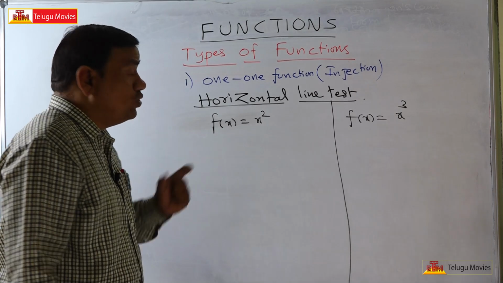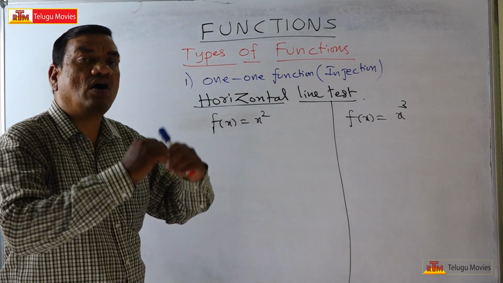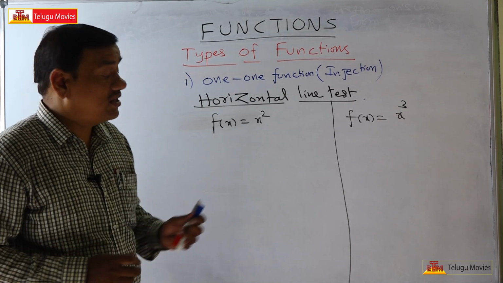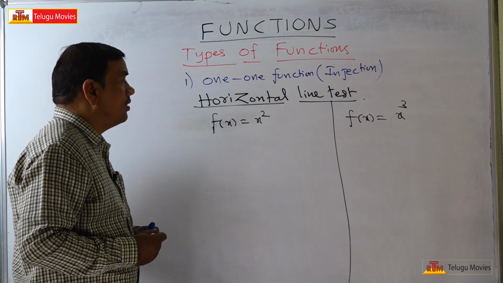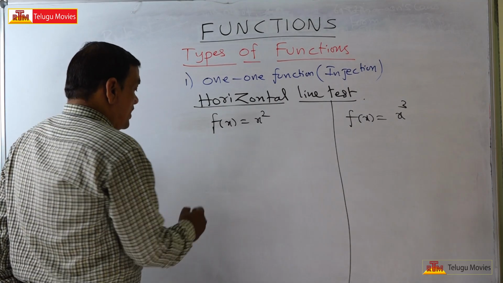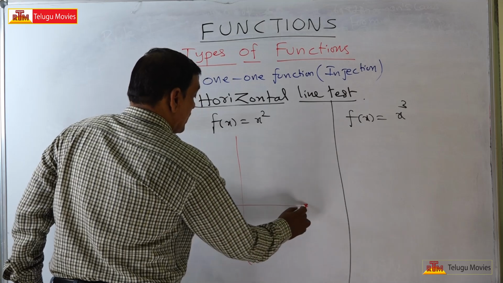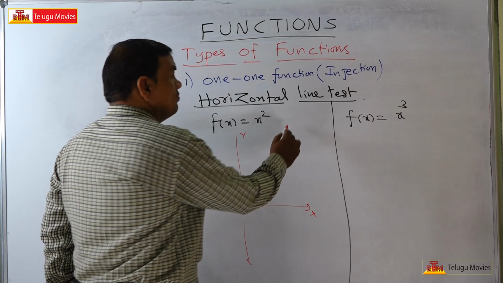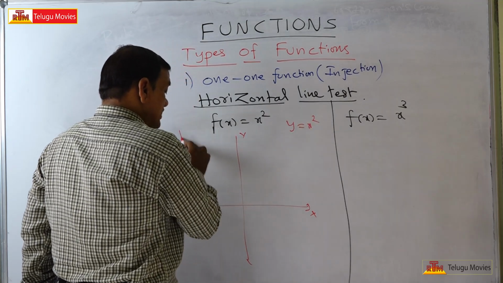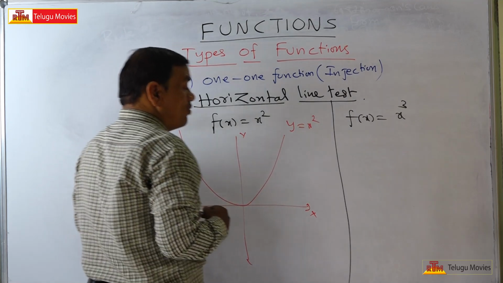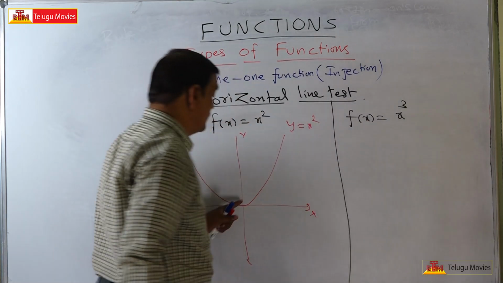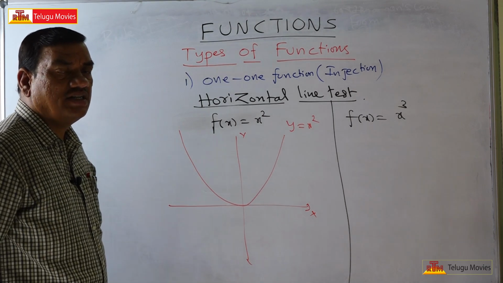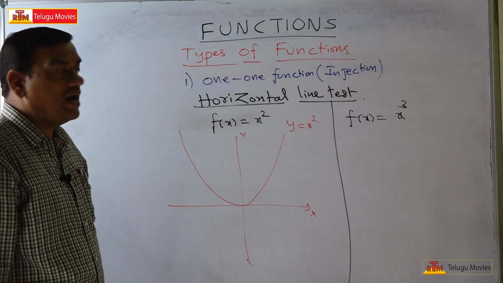But how do we say that a function is a 1-1 function without all those calculations? Okay, now let us draw the graph. X-axis, y-axis. You know that f of x equals x square means y equals x square. Y equals x square is a parabola passing through the origin, lying entirely in the first and second quadrants, and it extends indefinitely upward, open upward, right?